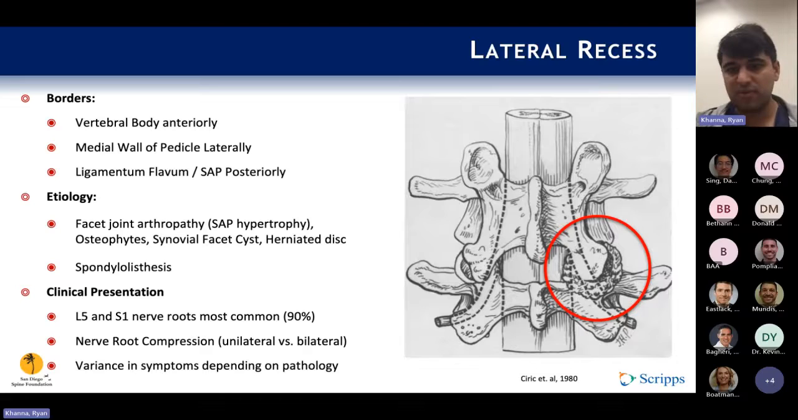Usually it's from the superior articular process that hypertrophies, but osteophytes, facet cysts, and herniated discs can also cause lateral recess stenosis. The L5-S1 nerve roots are the most commonly impinged. More than 90% of lateral recess stenosis cases involve those nerve roots. And depending on the etiology, it can be either unilateral or bilateral.